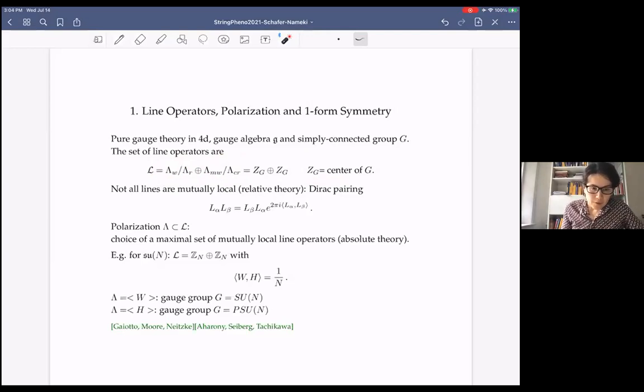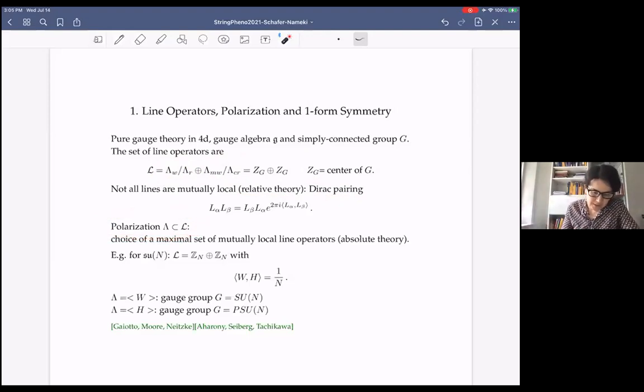If you look at this complete set of lines, and you take 2 of them and insert them in correlators, they're actually not mutually local, because of the Dirac pairing. So you pick up phases. And so this theory is actually not yet a good theory. It's what we'll call a relative theory. To get something where you have local line operators, you need to pick a polarization inside L.